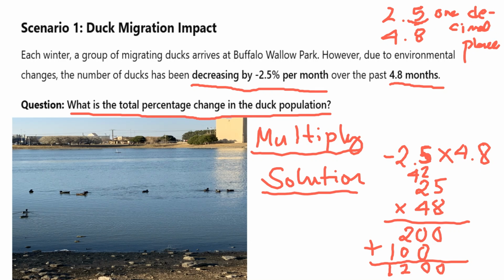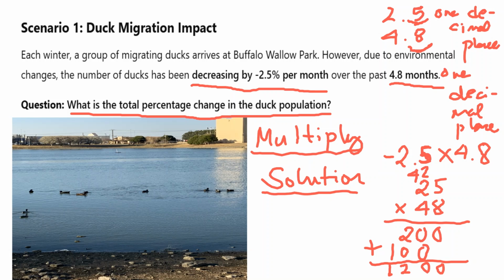And I actually put a curve there for us to see. And then for 4.8, let me repeat that again. For 2.5, we have one decimal place. For 4.8, we also have one decimal place. Okay, so all in all, we have a total of two decimal places, right? So what do we do next?